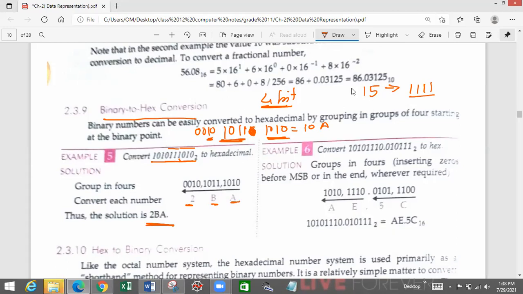Suppose the number has decimal places now. So we will do the same thing, but again we will do the grouping. Here we are dividing into 4 bits, and here also we are dividing into 4 bits. 0101, and then 1100. And then we write the equivalent hexadecimal digits. 1010 is A, 1110 is E, 0101 is 5, 1100 is C, 12, and then the number will be 1AE.05C.